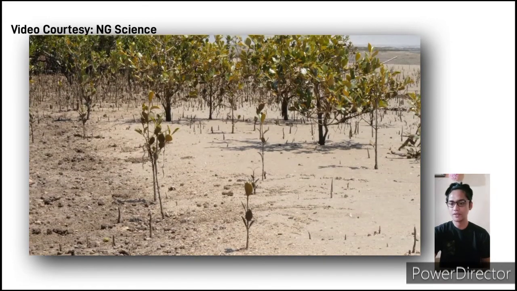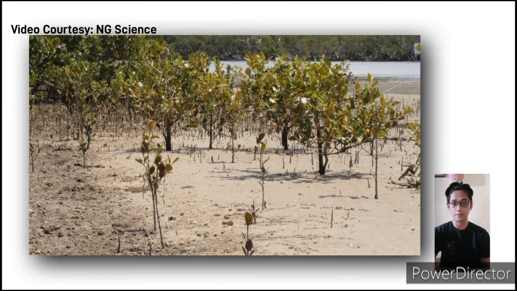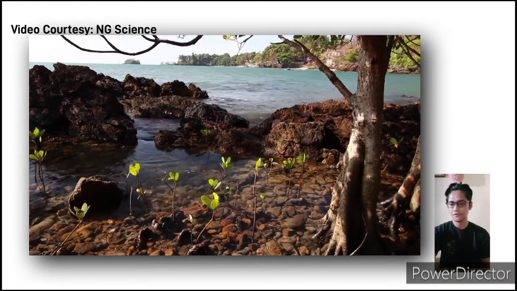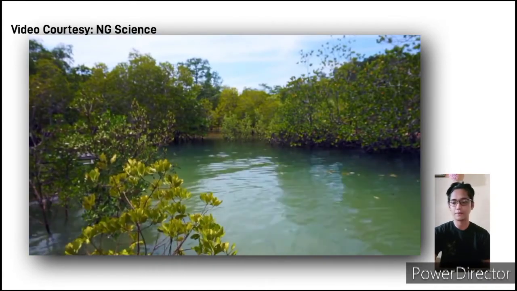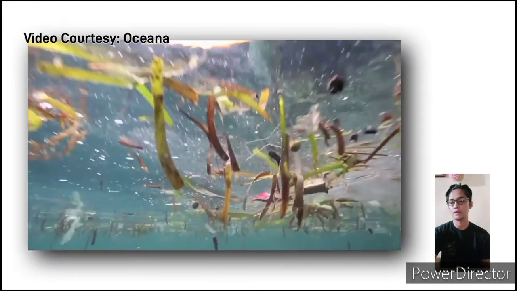Mangroves also help prevent erosion by stabilizing sediments with their tangled root systems. They maintain water quality and clarity, filtering pollutants and trapping sediments originating from land. Number 4 is stop land-based pollution like plastic, polythene, toxic substances, and untreated industrial effluents from entering the sea.